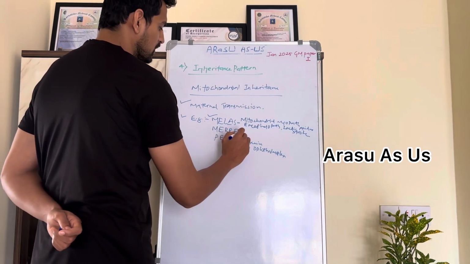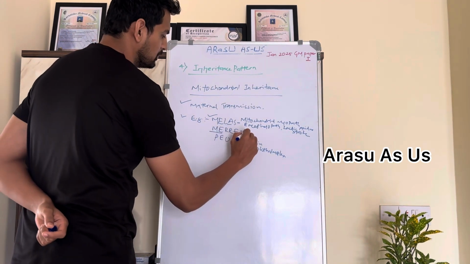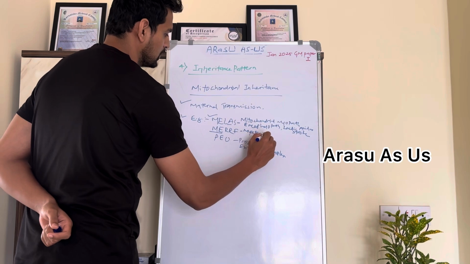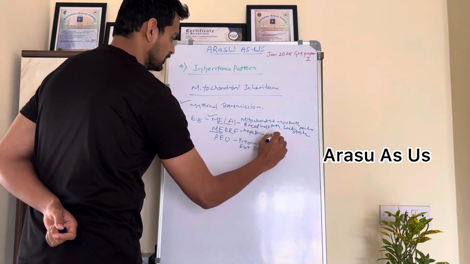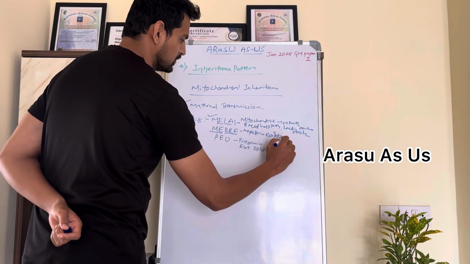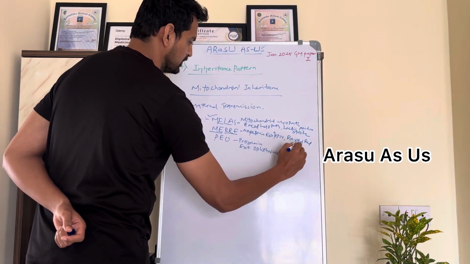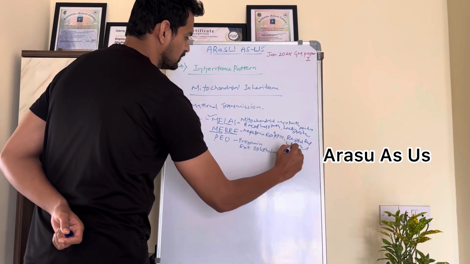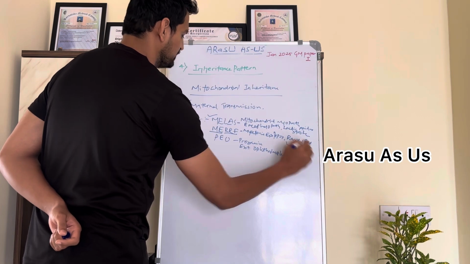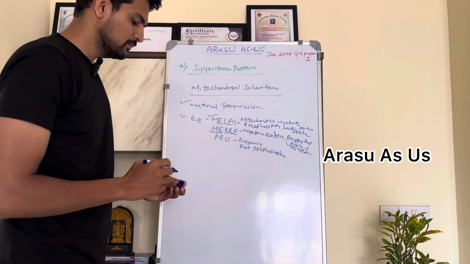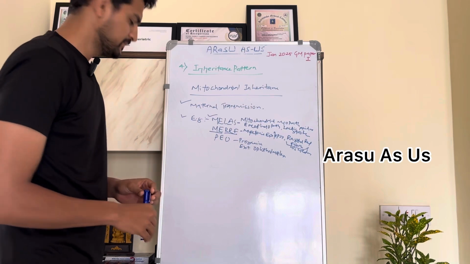Coming to MERRF full form. ME is myoclonic epilepsy. And RRF in the sense ragged red fibers. So mainly related with muscle weakness. These are some examples of mitochondrial inheritance.